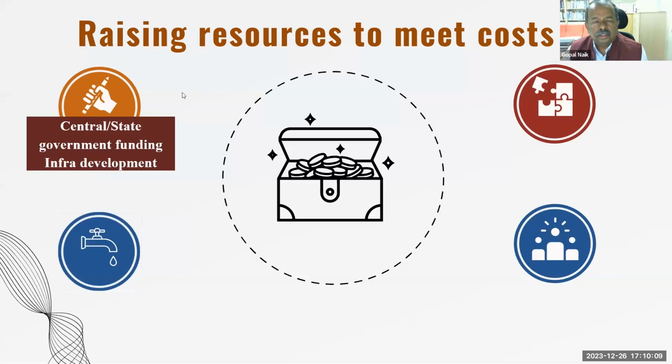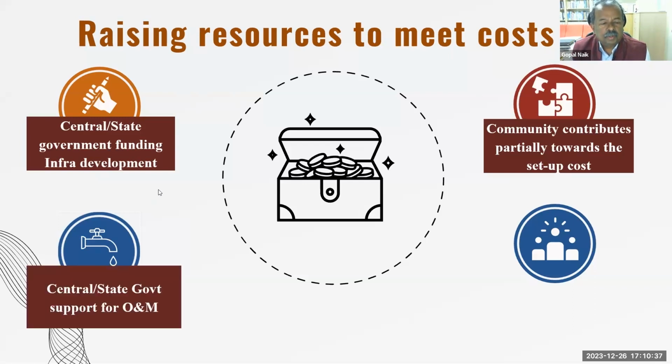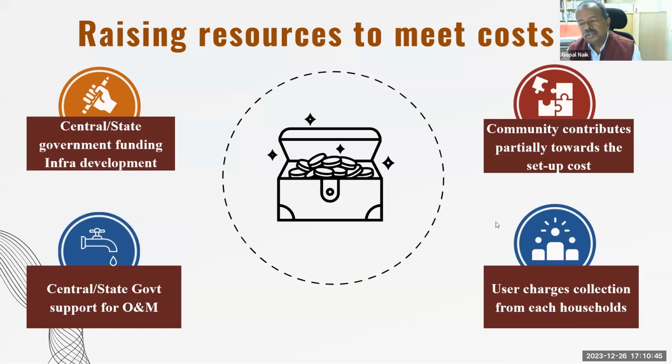So in the financial budgeting, you need to look at the resources to meet the cost. So this may partly come from the government sources, for example, the funding for the infrastructure itself, and the community would also contribute 10% as mentioned in the Jal Jeevan Mission guidelines. And center and state may also support O&M, like the 15th Finance Commission grants and so on. And of course, the most important one is the user charge collection from each household.